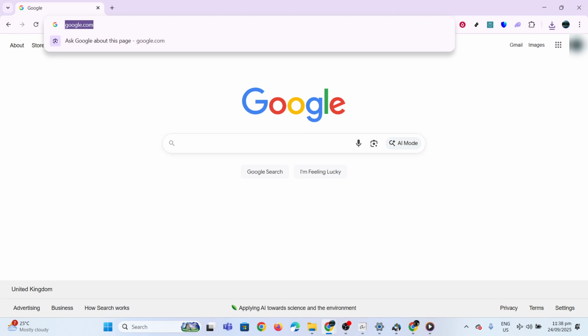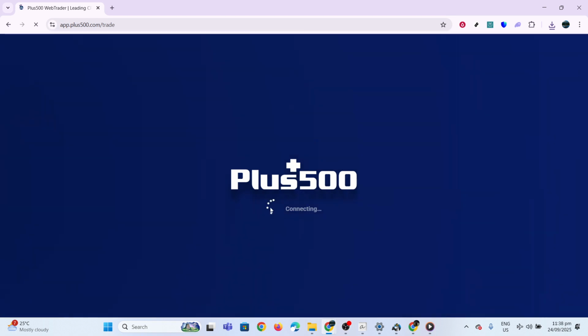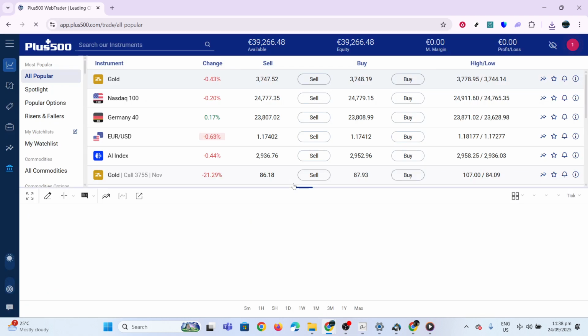First, you'll want to open your web browser and navigate to app.plus500.com. Once there, log into your account and you'll be greeted by the Plus 500 trading interface. This robust platform offers a wealth of trading instruments, and today we're focusing on futures markets.